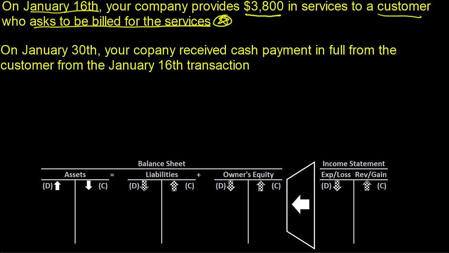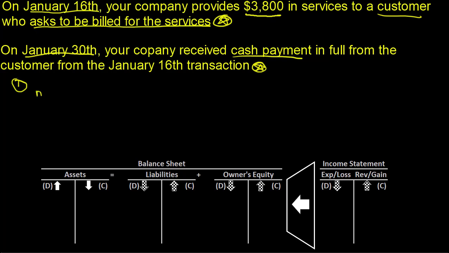And then we eventually collect. So on January 30th, your company received a cash payment in full from the customer for the January 16th transaction. Okay, so the question is what are the two entries that go into your books at these two different times? All right, so this first set of entries right here, your company provides services to a customer who asks to be billed for the services.